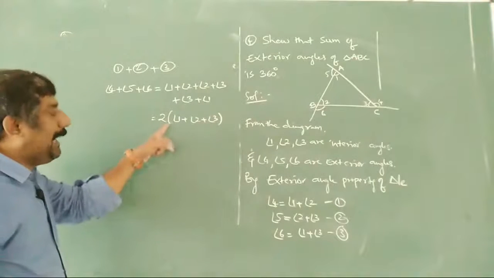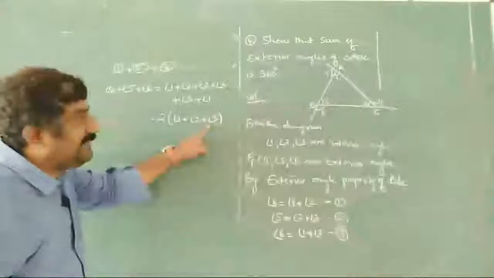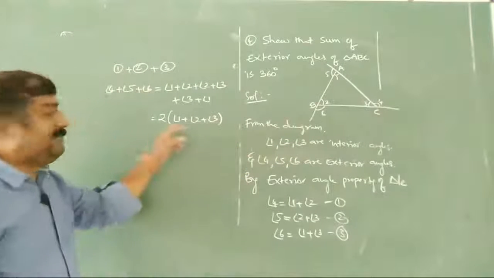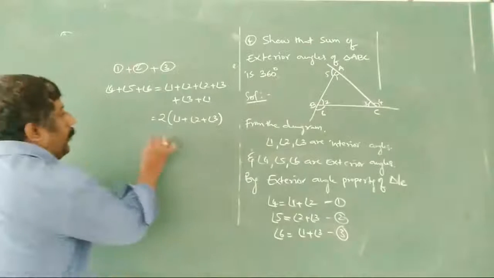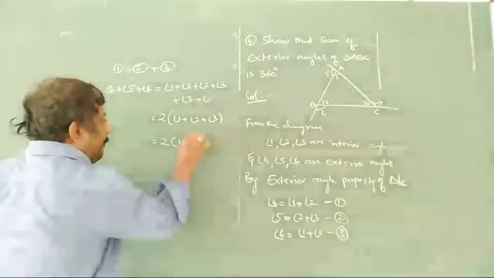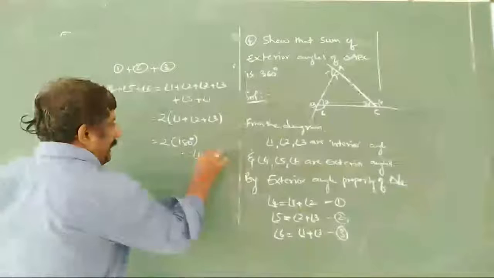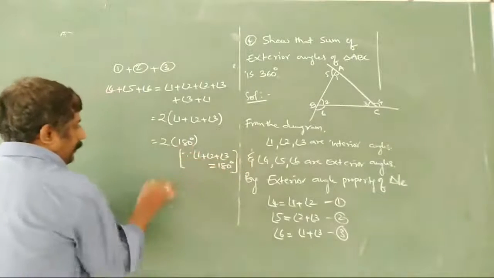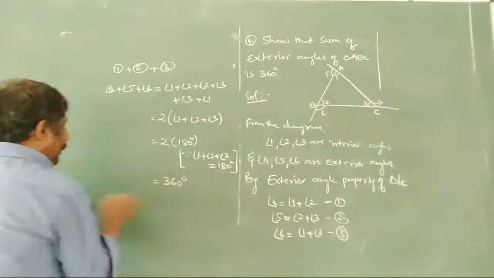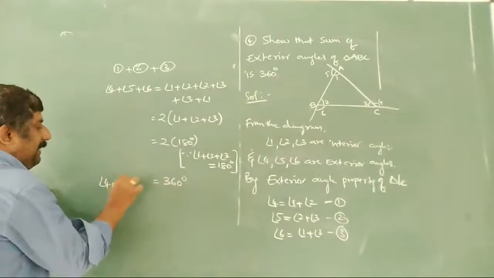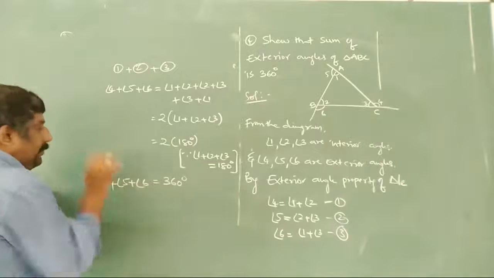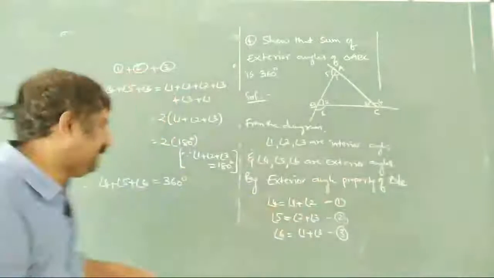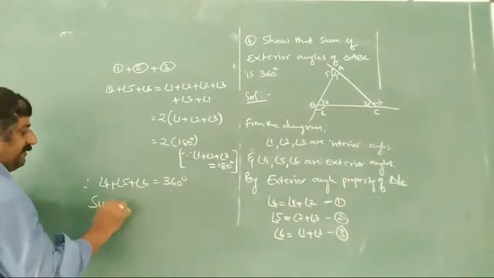But according to angle sum property, what is 1 plus 2 plus 3? These are interior angles. Already we wrote here 1, 2, 3 are interior angles. Sum of interior angles is nothing but how much is it going to be? 180 degrees. Since angle 1 plus angle 2 plus angle 3 is 180 degrees, we can write it as 360 degrees. What are these? Angle 4 plus angle 5 plus angle 6 equals. But what are 4, 5, 6? Exterior angles.